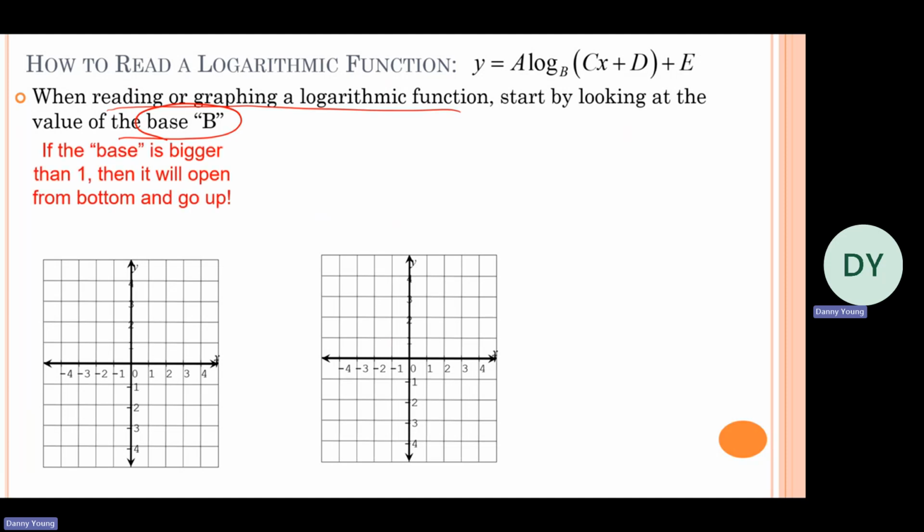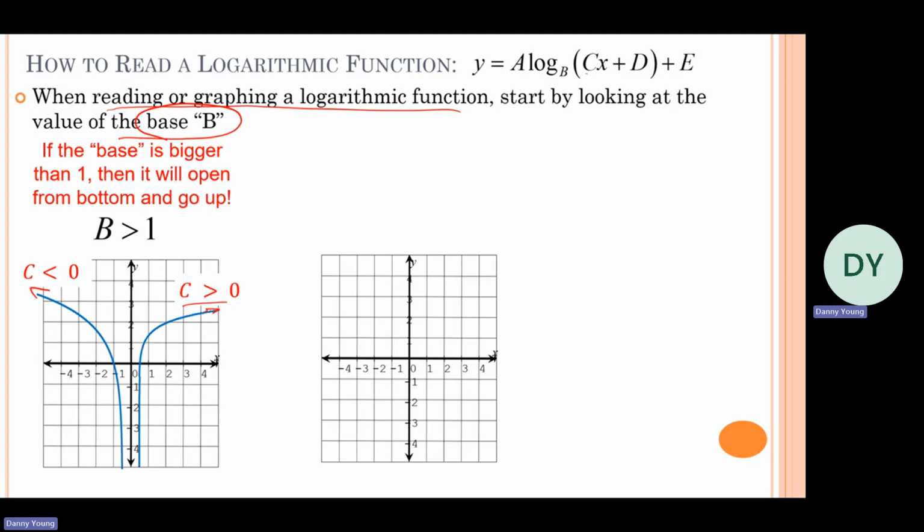If the base is bigger than 1, then it will open from the bottom and go up like this. It will either be from the bottom and open to the right, or from the bottom and open towards the left. 2 different ways. Depending on what the value of C is, if C is positive, it opens to the right. But if C is negative, it opens to the left. This you should copy down.